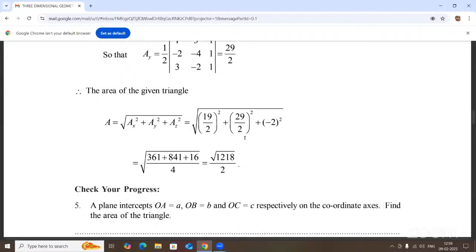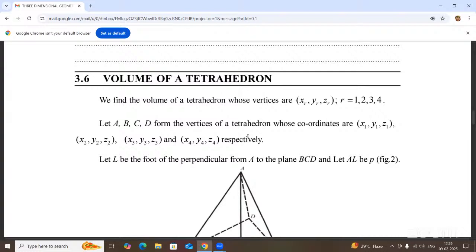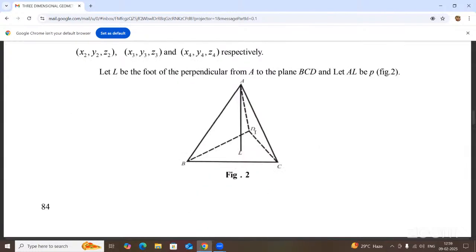Okay, that's enough, students. This is the area, which is the common part in between the plane of the points. But now it is the volume of a tetrahedron. What is the volume of the tetrahedron?